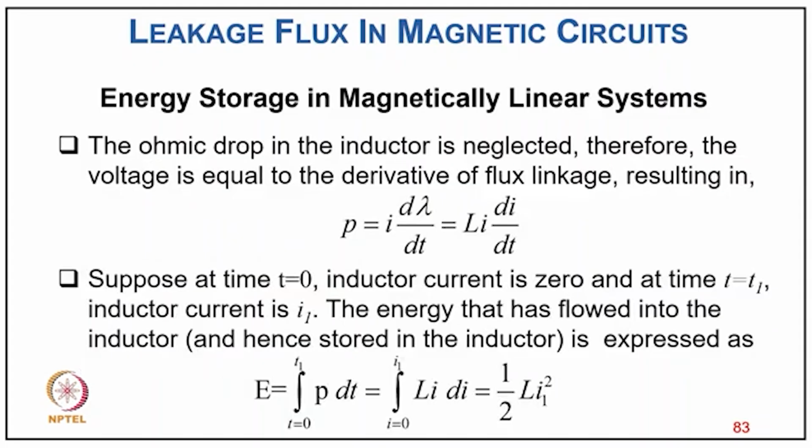So now the ohmic drop in the inductor is neglected, therefore the voltage equals the derivative of the flux linkage, resulting in p equal to i dλ/dt, or Li di/dt, considering that we have a linear magnetic circuit and we can define λ equal to Li.